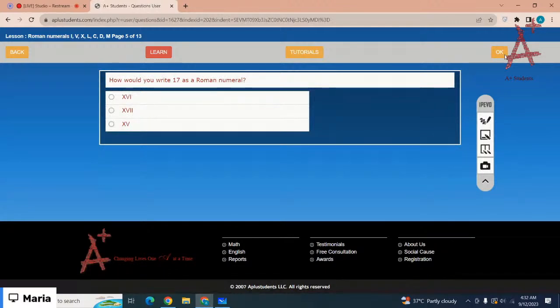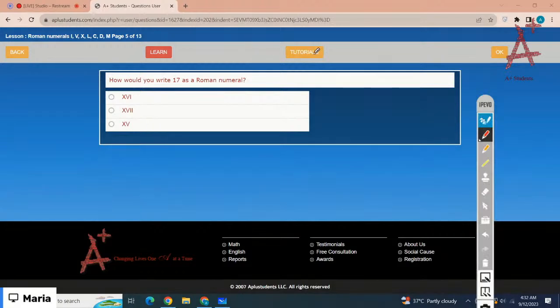How would you write 17 as a Roman numeral, right? So 17 is 10 plus 7, right? 10 is X and you can represent 7 as VII. So which option is the correct one? That is option number 2 is the correct option, right?